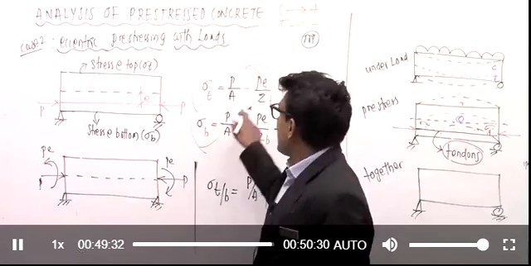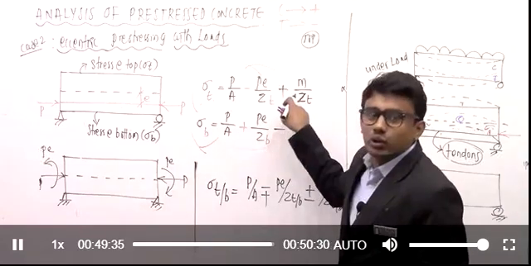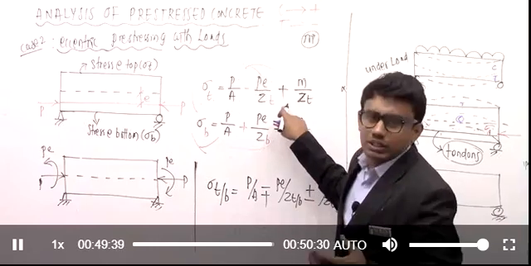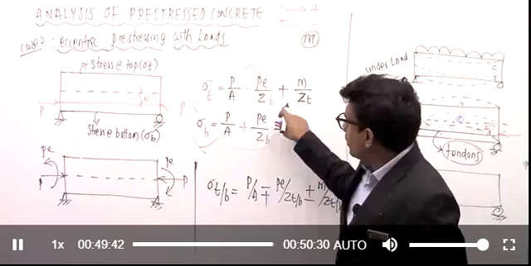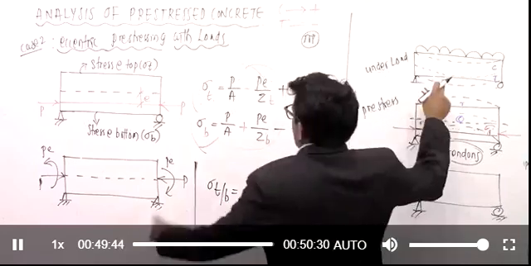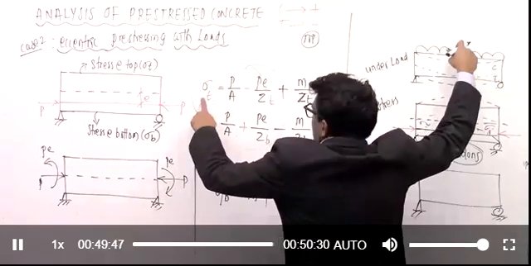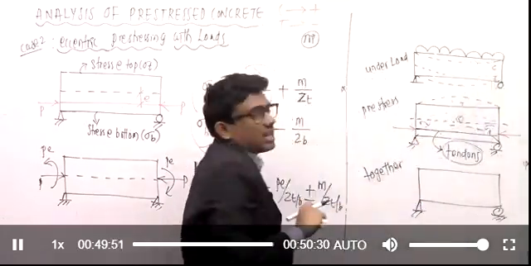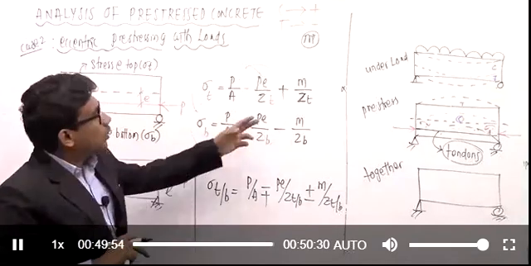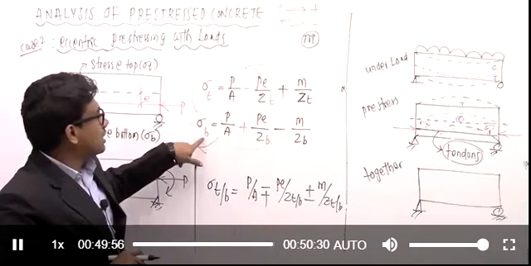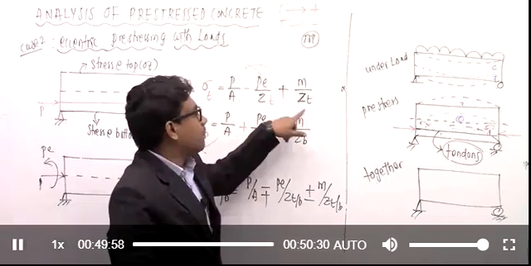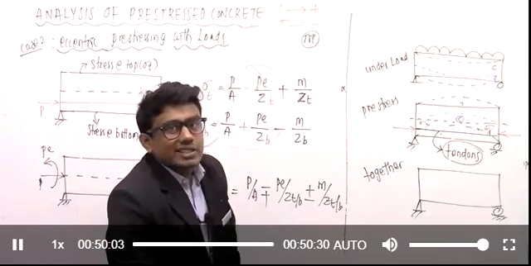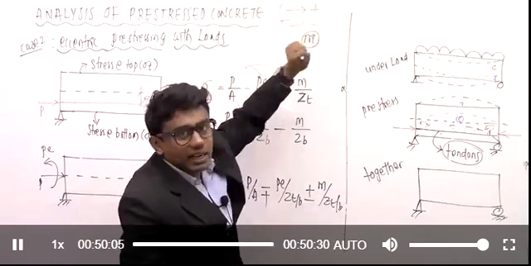Here, M by Z is the stress generated due to the loads acting on the structure. That can be dead load or live load. Above the neutral axis, sigma T, the stresses are positive. Why? Because the nature of stresses is compressive. Below the neutral axis, meaning the bottom, M by ZB will be negative. Why? Because below the neutral axis, the nature of stresses will be tensile. Tensile stresses are taken as negative.